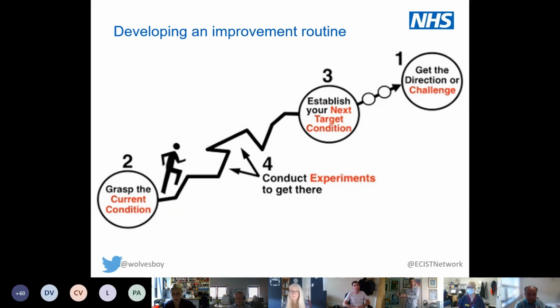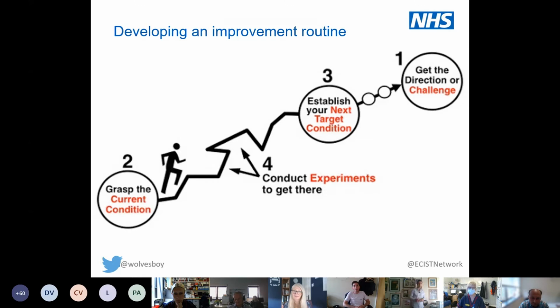Then step three is establish your next target condition. This is not about going from step two to achieving your aim. You want to build in a number of small incremental steps that you can chunk up into manageable pieces of work. So think about your next target condition.